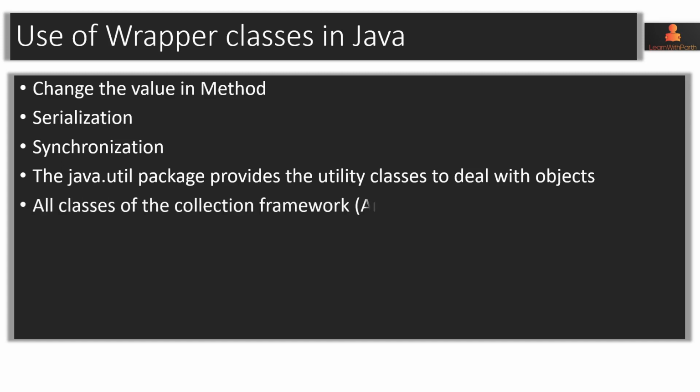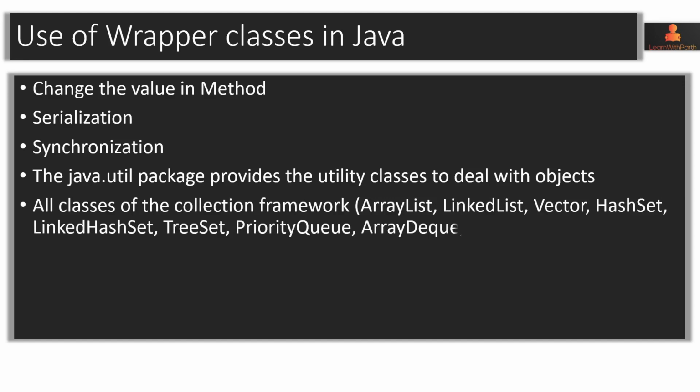All classes of the collection framework like array list, linked list, vector, hash set, linked hash set, tree set, priority queue, array queue, etc. deal with objects only. So at that time we cannot specify the primitive type, but we must have the values in the object type. So there these wrapper classes are going to be used.